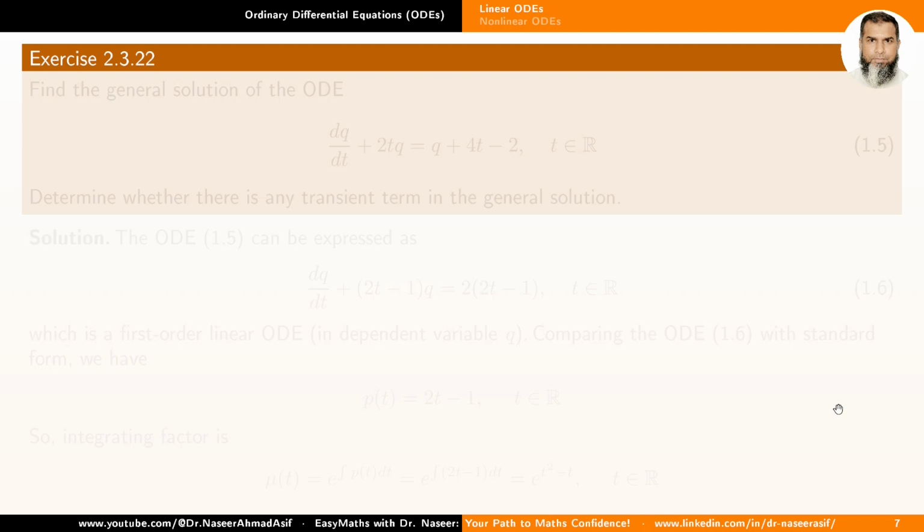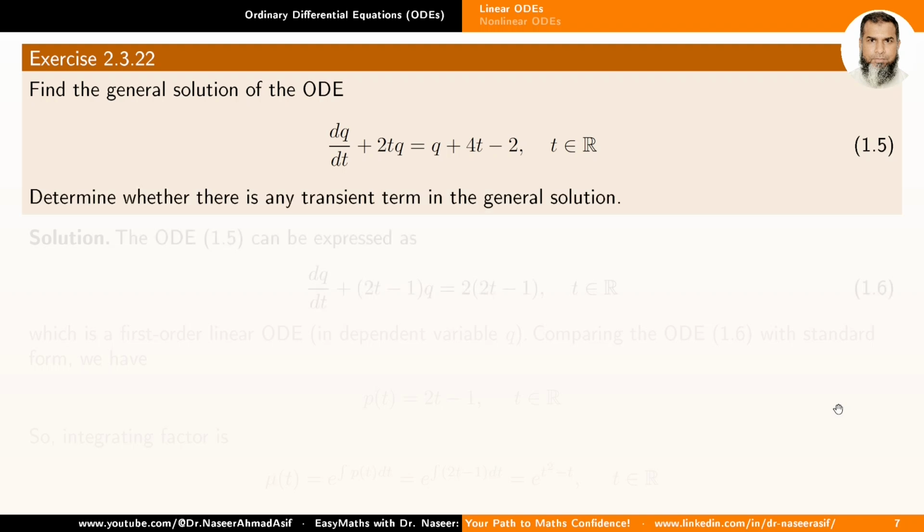Well, see another exercise. Find the general solution of the ODE dq by dt plus 2tq is equal to q plus 4t minus 2 where t belongs to R. Determine whether there is any transient term in the general solution.